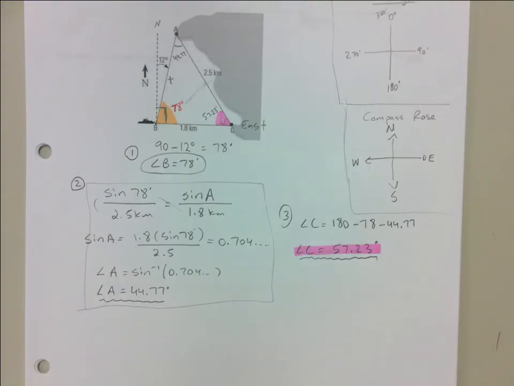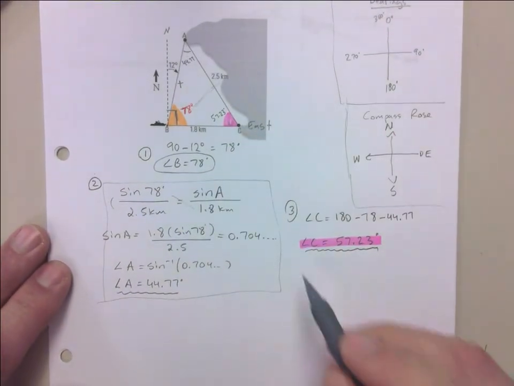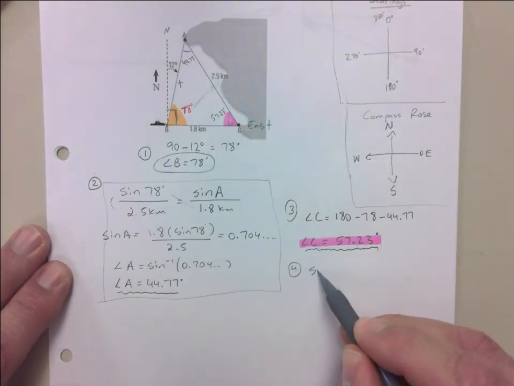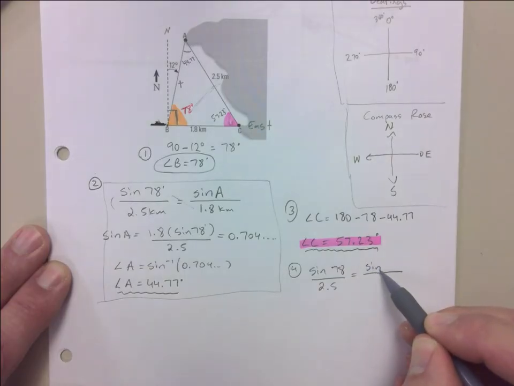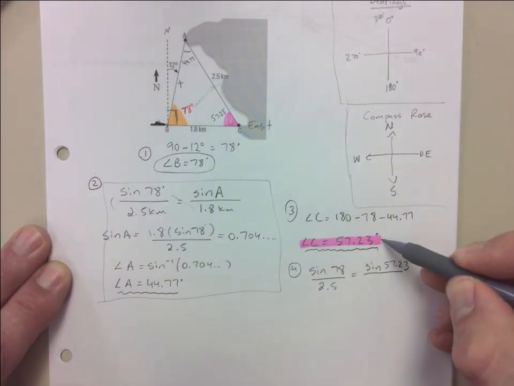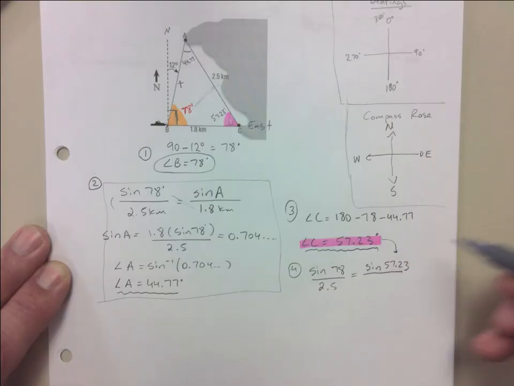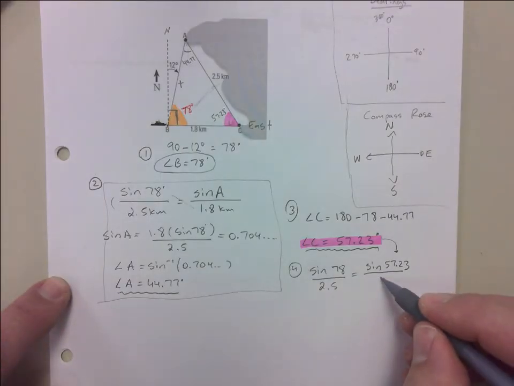And what would you like to use? You can use cosine law. You can use sine law. It's up to you. I will use sine law for this one. So I'm going to use the pair I already know as my fourth step here. Sine of 78 over 2.5 is equal to sine of 57.23 over... I'll make an arrow go to that, right, to say I solved it because I need it. And this is side x.